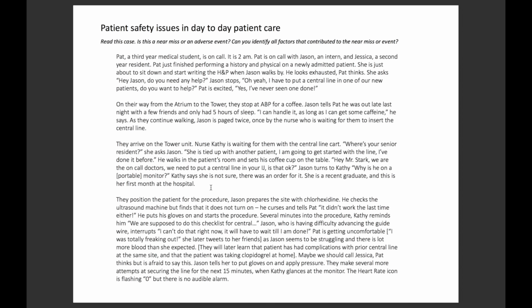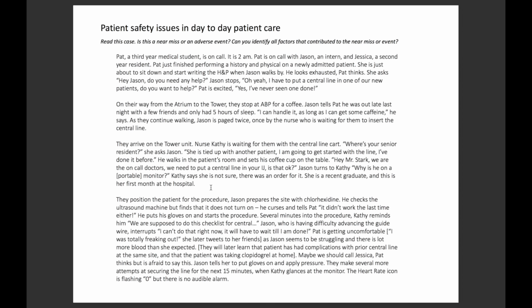Case 1. Pat, a third-year medical student, is on call. It's 2 a.m. Pat's on call with Jason, an intern, and Jessica, a second-year resident. Pat just finished performing a history and physical on a newly admitted patient. She's just about to sit down and start writing the H&P when Jason walks by. He looks exhausted, Pat thinks. She asks, "Hey, Jason, do you need any help?" Jason stops. "Oh, yeah, I have to put a central line in one of our new patients. Do you want to help?" Pat's excited. "Yes, I've never seen one done before."